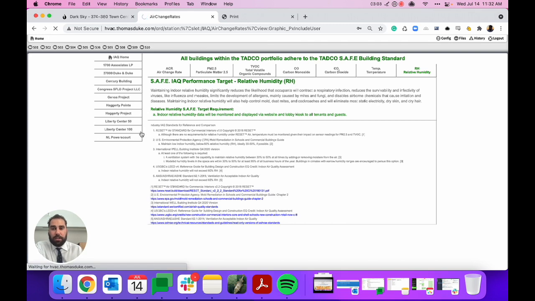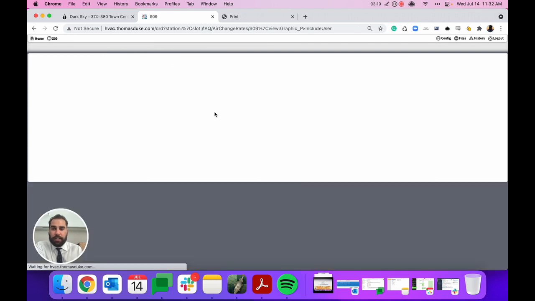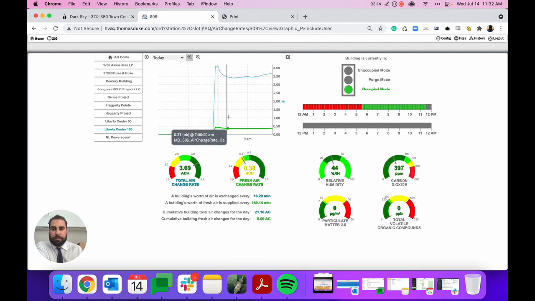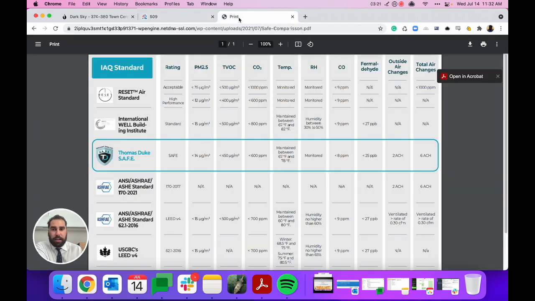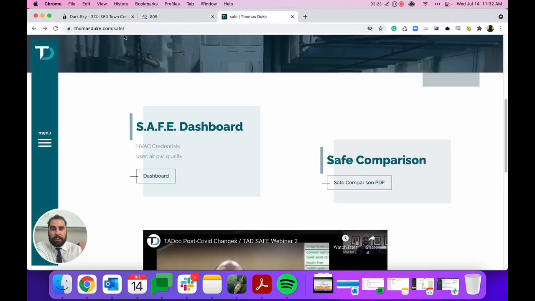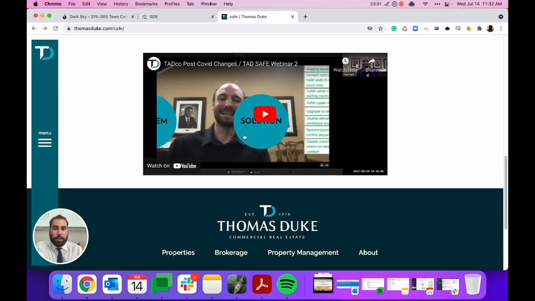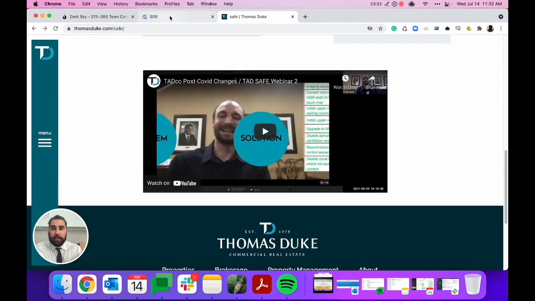Let's look at the Liberty 100 building, where you're looking at staying, in the 100 building, the 6th floor. To walk through this chart, here we have actual fan data, and we did measure fan data. If you'd like to learn about us measuring fan data, I encourage you to go to thomasduke.com/safe, and you can hear someone more technical than I talk about how we measured these readings coming off the fans.